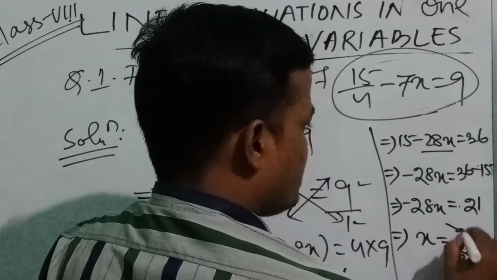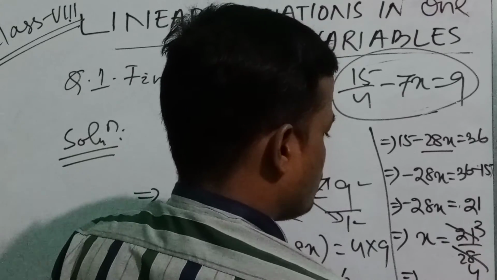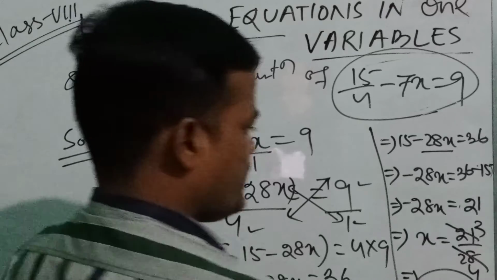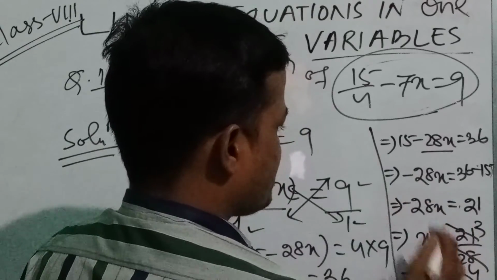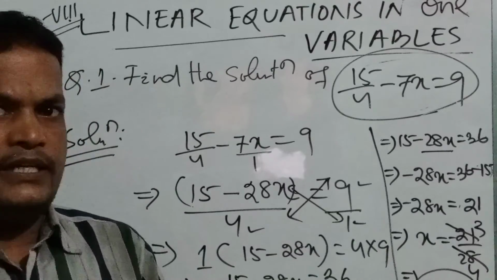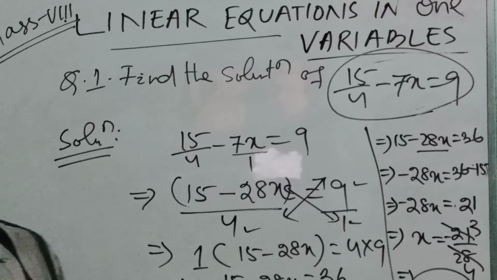7 4s are 28, 7 3s are 21, so 3 by 4. So x is equal to 3 by 4. The value of x is equal to 3 by 4. The minus sign will be there, because the minus sign is there, so it will give minus 3 by 4. This is the solution of this equation.